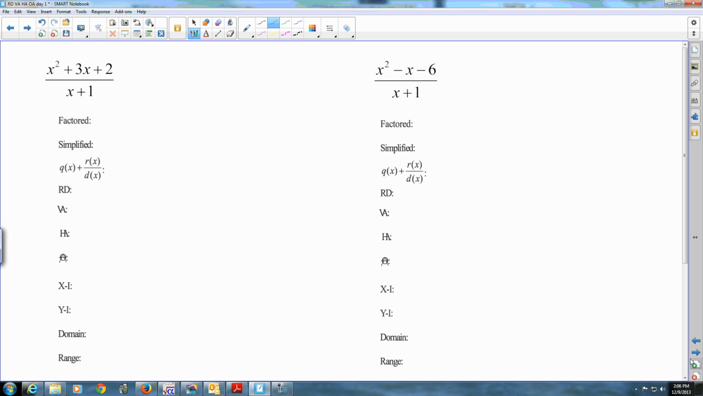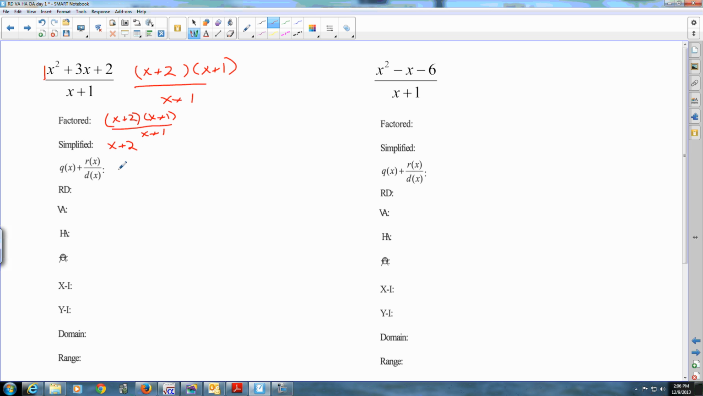Okay? So here you go. This is what you're going to be given. The very first step is to factor it. So let me just write it up here, in case I screwed up, I got to erase. The leading coefficient is 1. It multiplies to 2, adds to 3. So x plus 2, x plus 1. So this is the factored form. The simplified form is this thing's going to cancel out and leave you x plus 2.